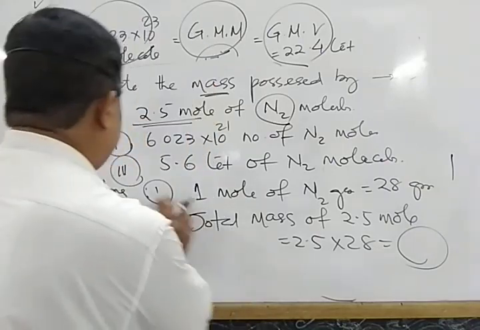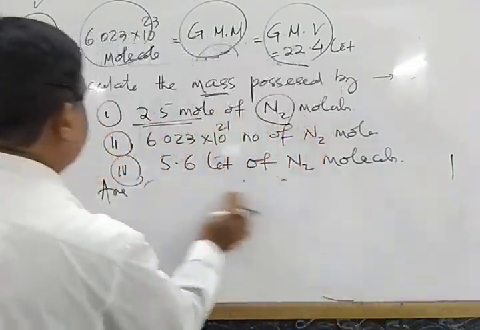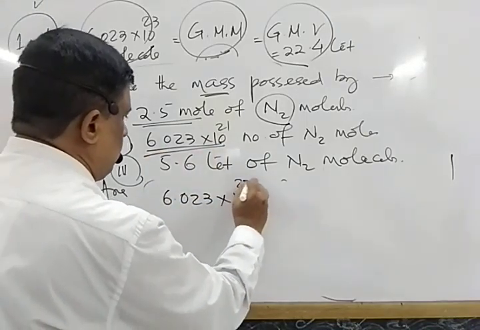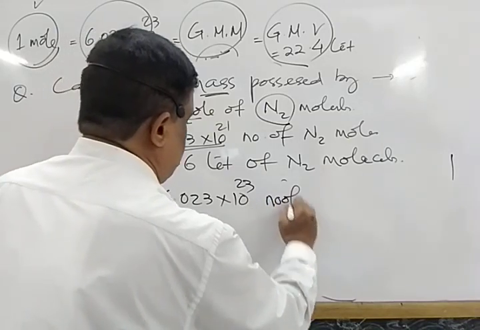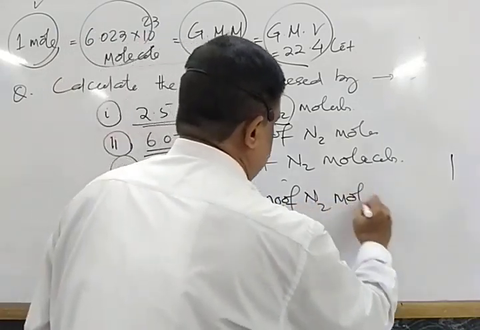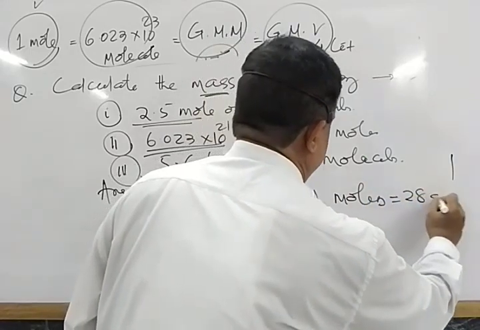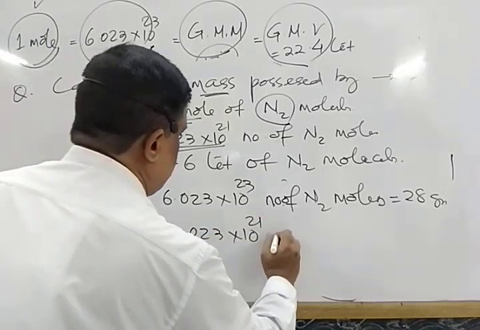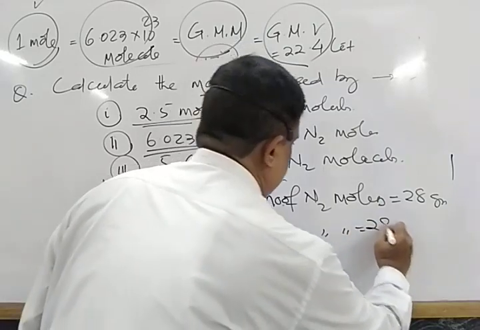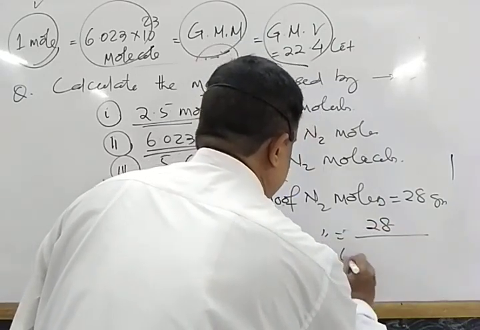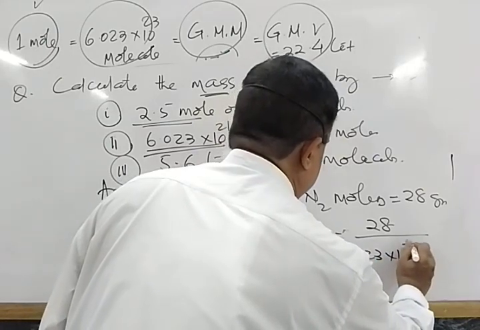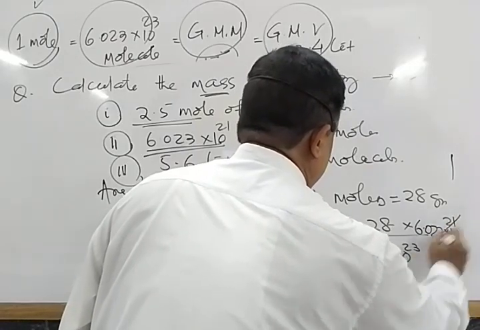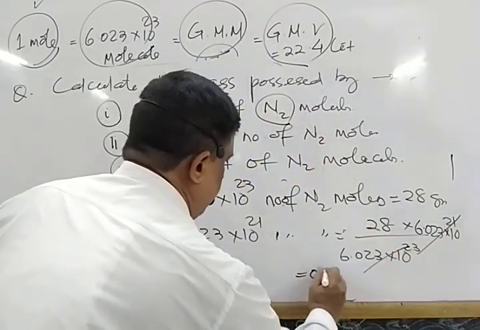Move to the second one. What is the second one? Number. We know 6.023 into 10 to the power 23 N2 molecules possess a weight of 28 gram. Therefore, 6.023 into 10 to the power 21 N2 molecules possess 28 by 6.023 into 10 to the power 23 into 6.023 into 10 to the power 21. Cancel, that is 0.28 gram.